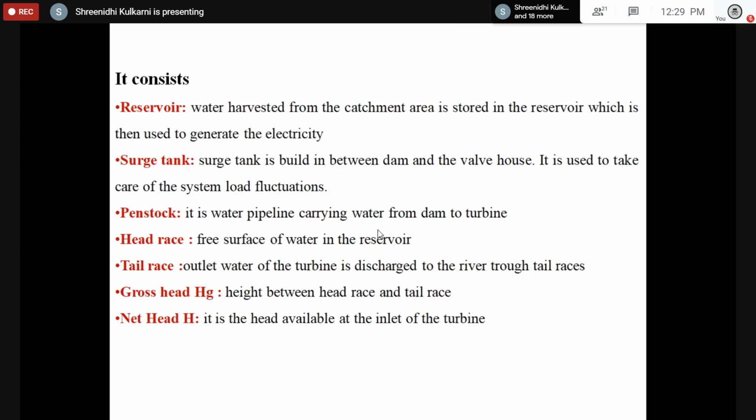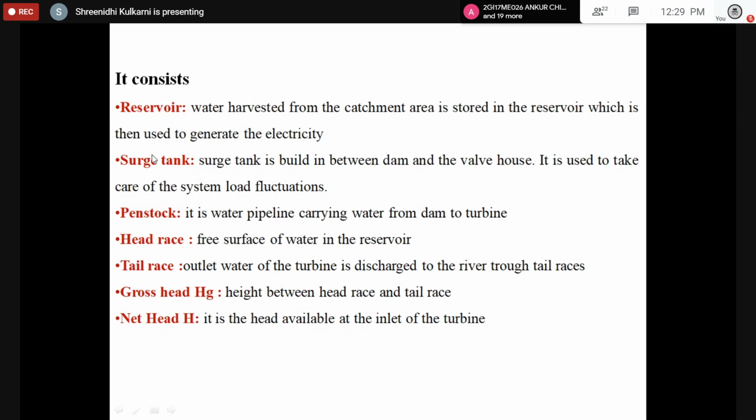While coming to the hydroelectric power station, first it consists of a reservoir, or simply we can call it a dam. Water harvested from the catchment areas is stored in the reservoir, which is then used to generate electricity.